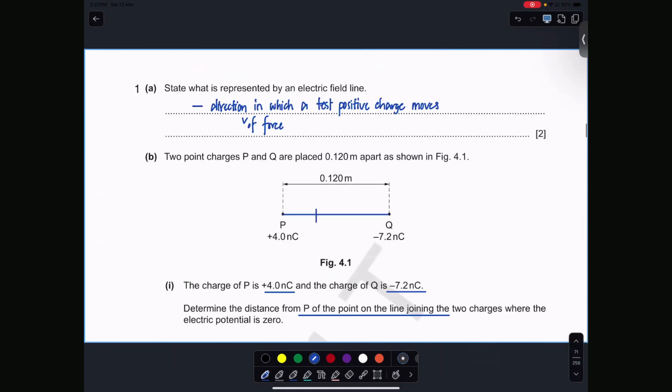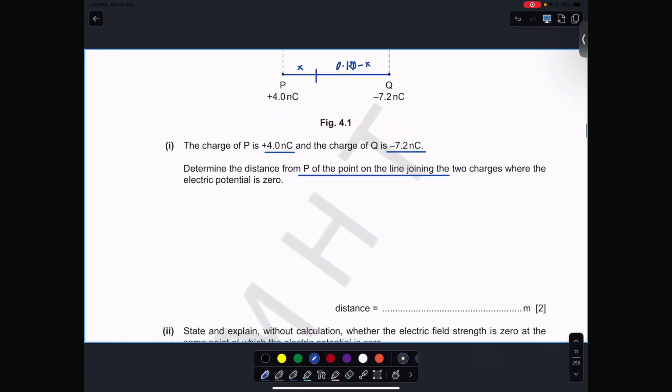Acha dekhi. Eta x. What should that be? 0.120 minus x. Potential jodi hocche 0 hoy, tale potential for P at this location is going to be what? VP jodi boli ki asbe eta KQ by D. আর এই কিউটা যদি এই জায়গায় আমি বের করি, what's the value going to be? KQ by 0.120 minus D, right? Or minus X, right?